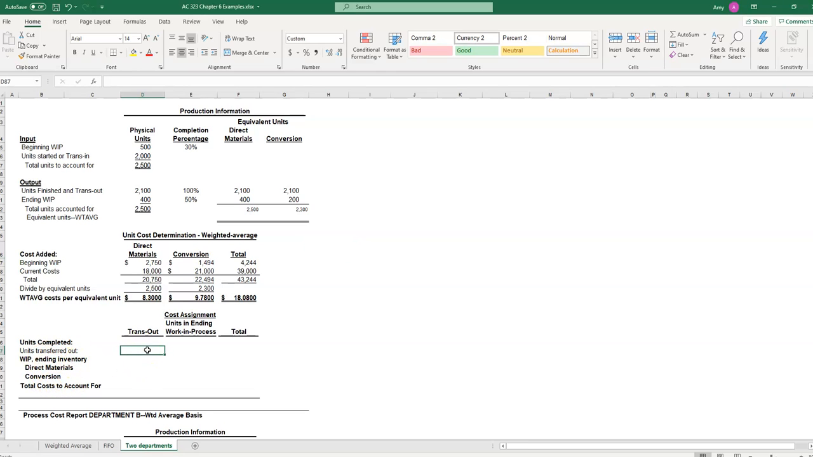Our units transferred out are 2,100 units. We transferred those to Department B. So we would take those 2,100 units times our per unit equivalent unit costs.